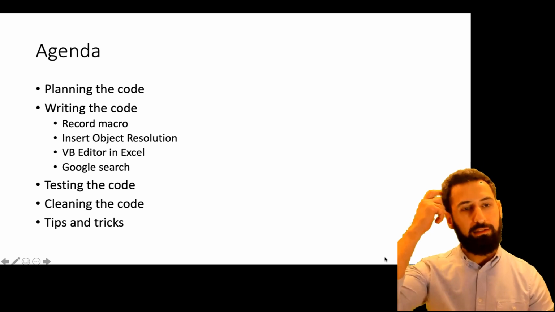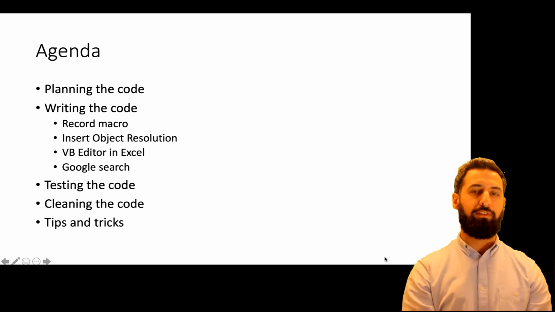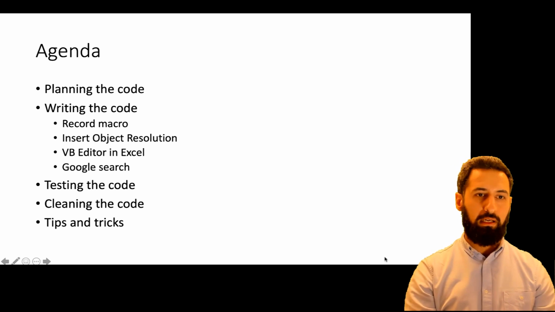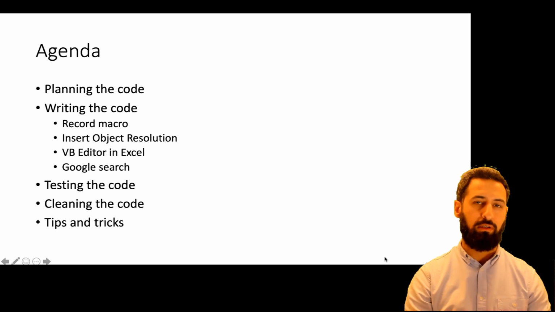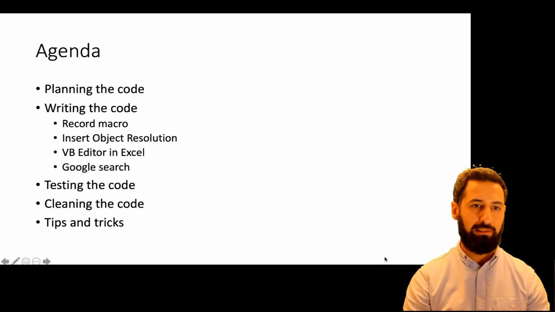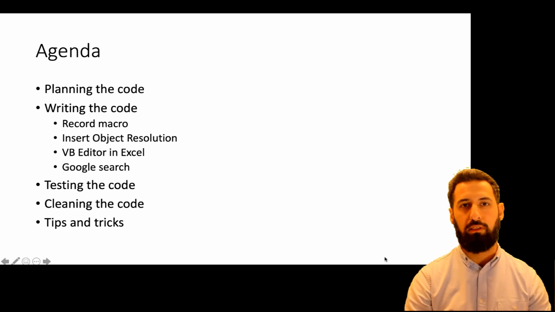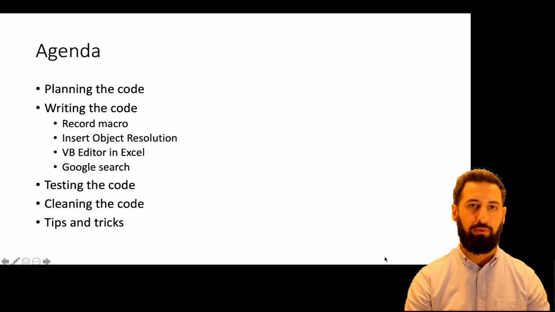And when it comes to writing the code, you have a couple of different ways to do it for CATIA. One is that you can record a macro, and then you can get a big bulk of code that you can reuse. There is another function which is called insert object resolution, which is another way to capture code directly in CATIA. We use the VB editor in Excel simply because it's easy, and also it gives you a good possibility to debug more than you could in CATIA V5. Also, searching on the web is really recommended. You can find really good tips and tricks.